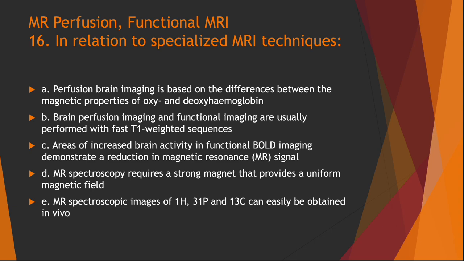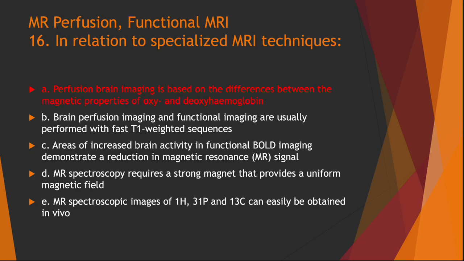Now, in relation to the specialized MRI techniques, perfusion brain imaging is based on differences between magnetic properties of oxy and deoxyhemoglobin. It is false. Actually, this is the basis of the blood oxygenation level dependent, that is BOLD, sequence, and not the perfusion. Brain perfusion imaging and functional imaging are usually performed with fast T1 weighted sequences.